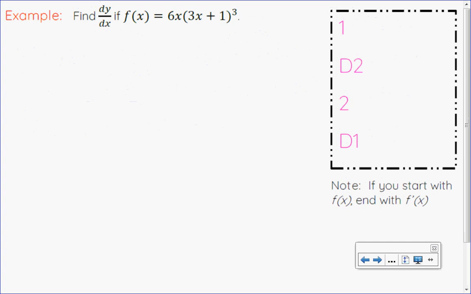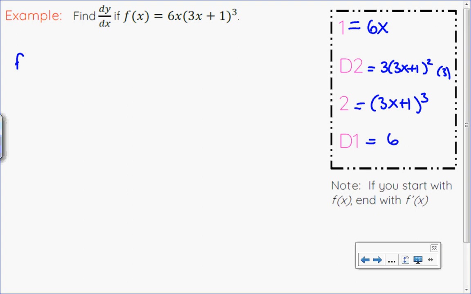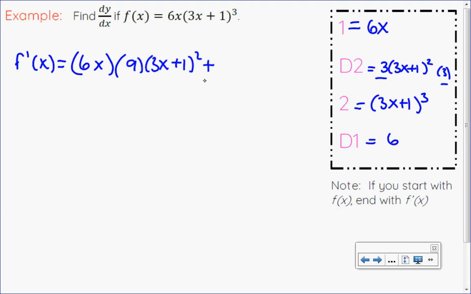Let's try another example. So this one here, again, I have a product, so I'll just identify my first, which is 6x. The derivative of that is 6. My second function is 3x plus 1 cubed, and the derivative of that would be 3 times 3x plus 1 squared, don't forget chain rule, multiplied by 3. So f prime of x is 1 d2, let's just simplify those, 3 times 3 is 9. So I've done 1 d2 plus 2 d1, because calculus is so much fun.